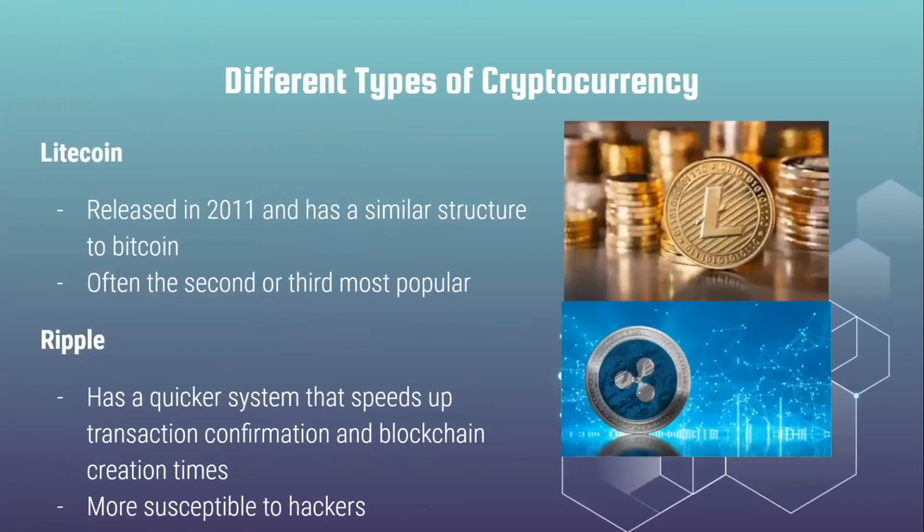Looking at different types of cryptocurrencies, the third one we'll look at is Litecoin. It was released in 2011, and it has a similar structure to Bitcoin. And it's often cited as the second or third most popular form of Bitcoin. Ripple is the fourth form of cryptocurrency, and it has a quicker system that speeds up transactions, confirmations, and blockchain creation times. Ripple, however, is more vulnerable to hackers and different kinds of fraud.